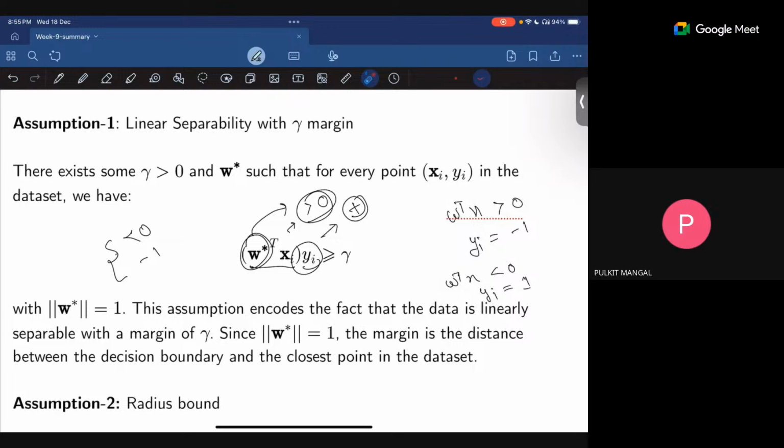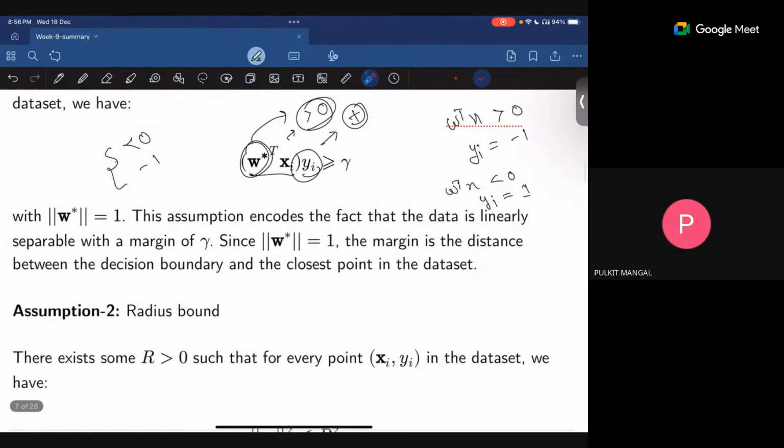So if your W is correctly classifying, remember that W star is the optimal weight vector that correctly classifies all the data points. For that, this quantity would always be greater than or equal to 0. But because we are also taking one more assumption that our data set is linearly separable with gamma margin, for all data points this would be greater than or equal to gamma, because W star here is the optimal weight vector.